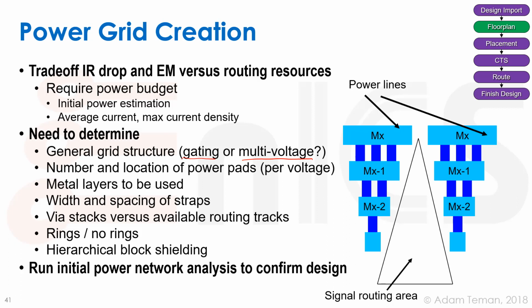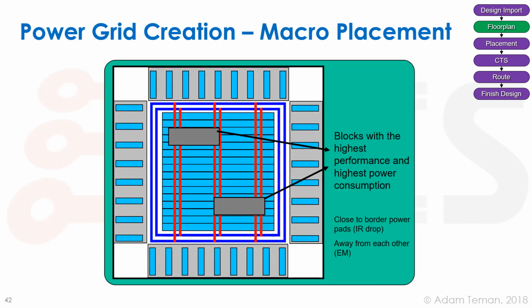We should run an initial power network analysis or an early rail analysis to confirm that what we're doing is right. So just as a summary about that, blocks with the highest performance and highest power consumption, what we're going to do with them is we'll try to move them close to the edges so their IR drop becomes the lowest, and we're going to move them away from each other.